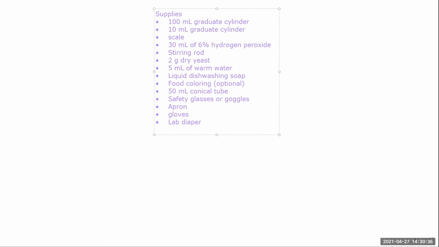Does it matter if our hydrogen peroxide is 3% instead of 6%? Yeah, in that case, you're going to add twice the amount. Got it. Back in the old days, we could give you a more concentrated one. Instead of using 30 milliliters, we'll use 60, right? That is correct.